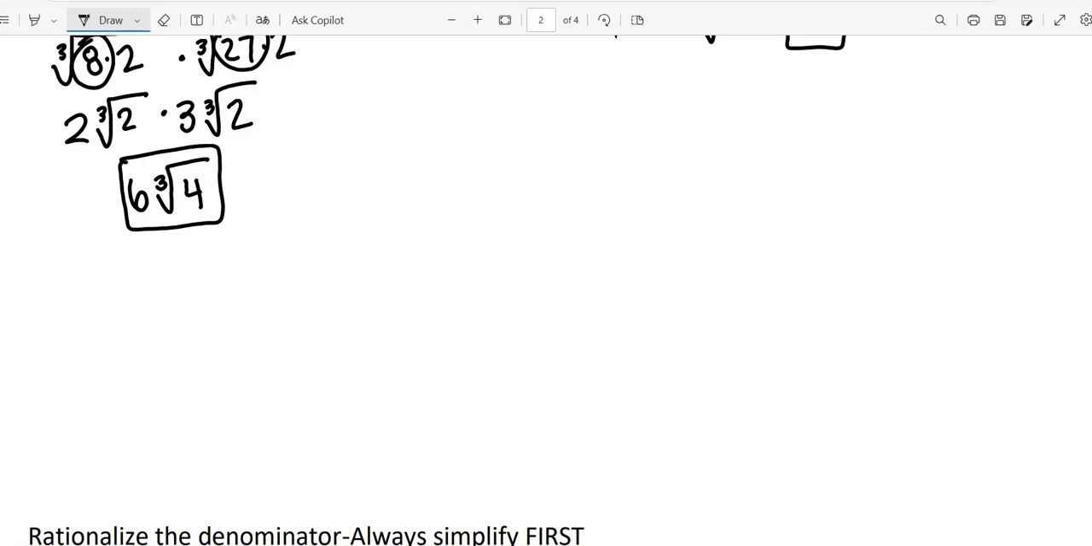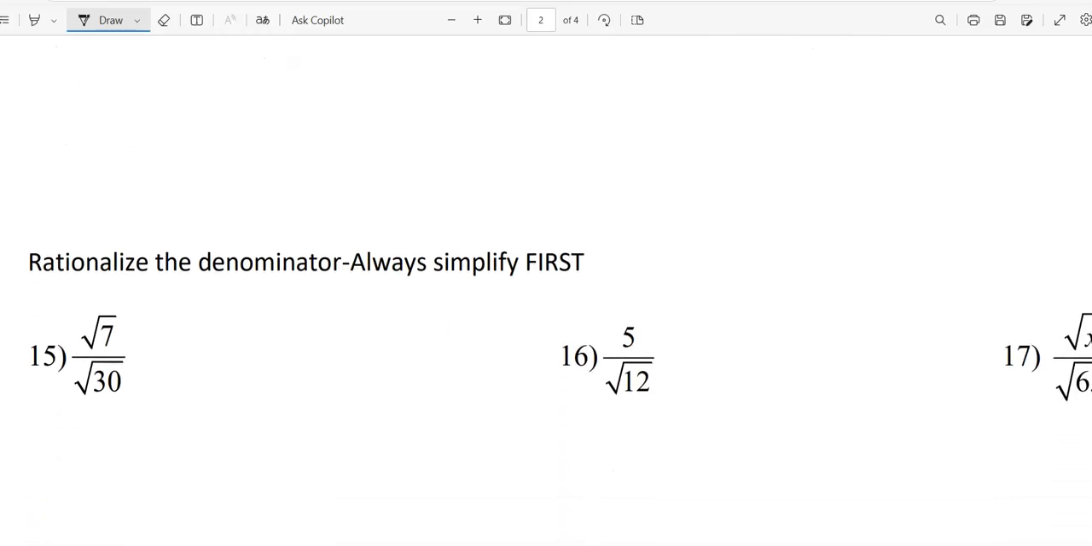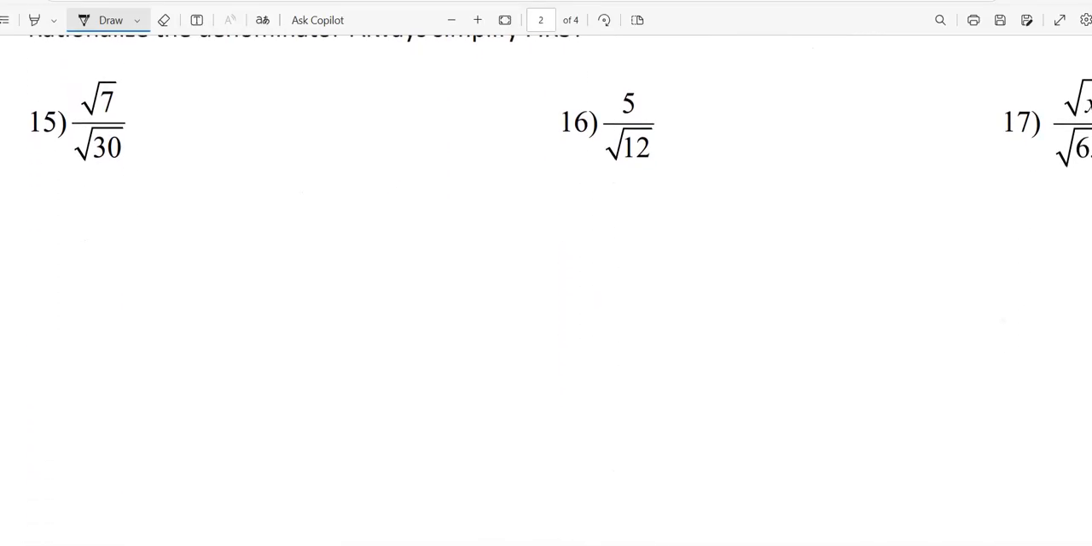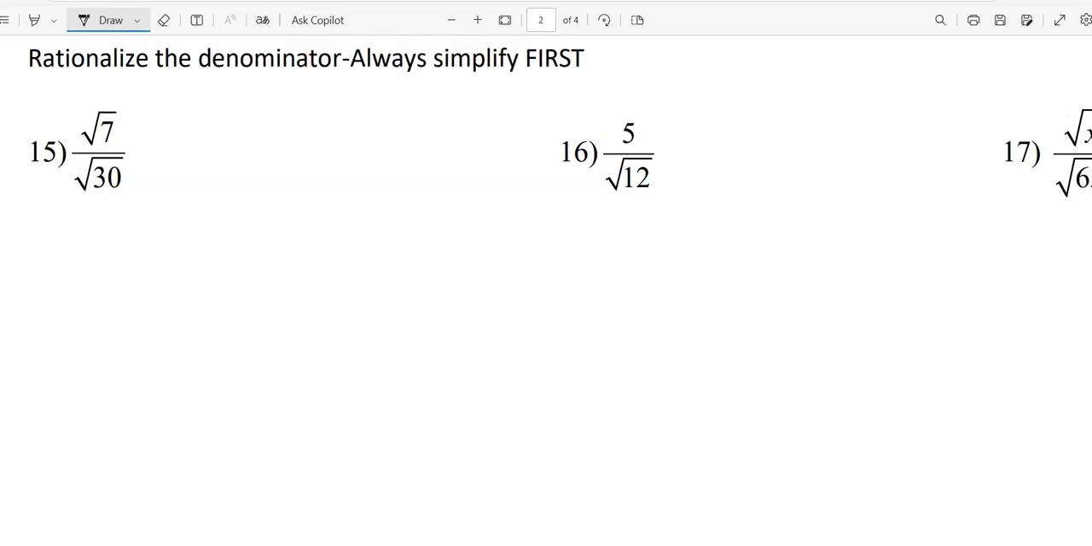Questions on that? Now we're going to be doing something that you should have learned in geometry, I hope. If you didn't, there's always a time to learn it. Rationalizing the denominator. So we need to turn the denominator from an irrational number into a rational number. And we're pretty used to square roots at this point. How do I rationalize the denominator on number 15? So I've got the square root of 30 on the bottom, which is irrational. How do I fix that?